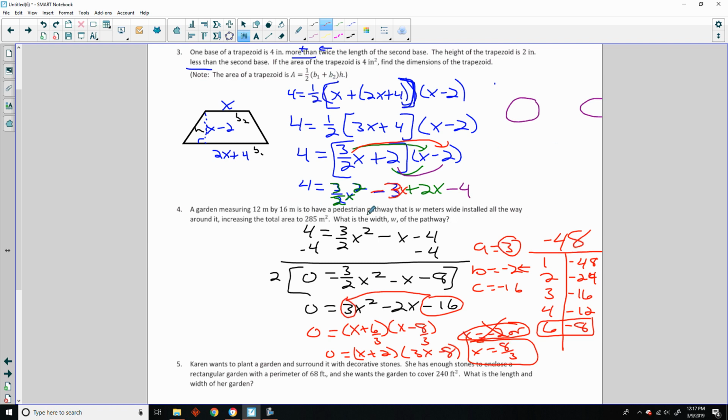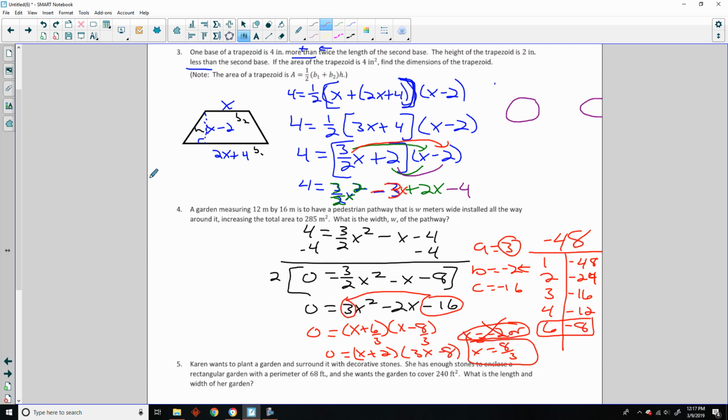Now I'll go back and read the question. What are they asking for? What is the width W? Oh, I'm sorry, I'm looking at the wrong question because I went down so far. It says, if the area of the trapezoid is 4, find the dimensions of the trapezoid.